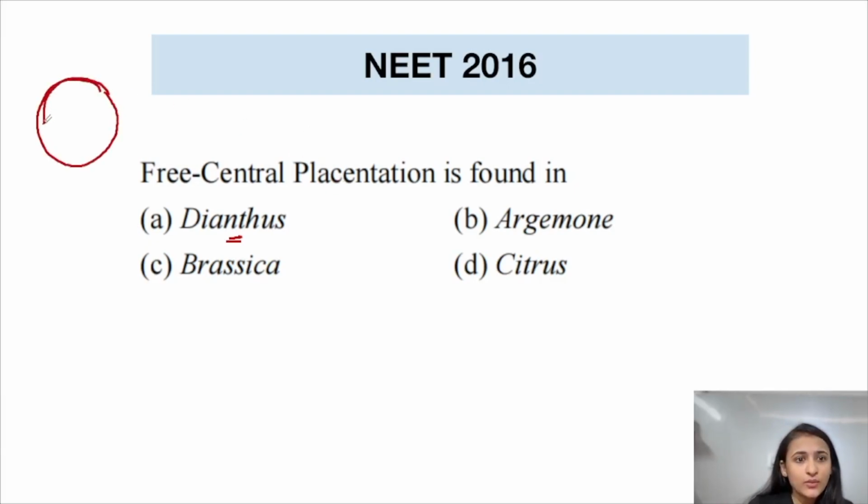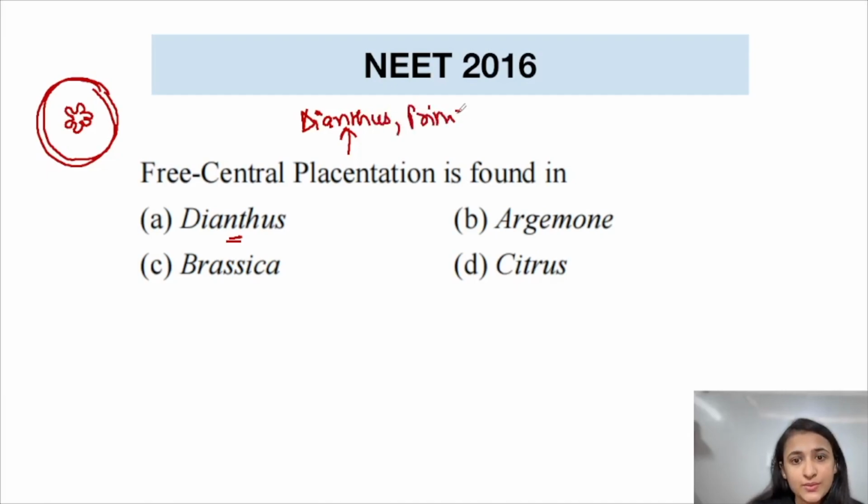If this is the ovary, these are the inner and outer walls of the ovary, and the ovules are arranged around the central axis like this. The placenta is located centrally. No septa are present. The ovary is unilocular, and this is how ovules are arranged around the central axis where the placenta is located. So this free central placentation is found in the 2 examples that we studied. If you remember, these were Dianthus and Primrose.